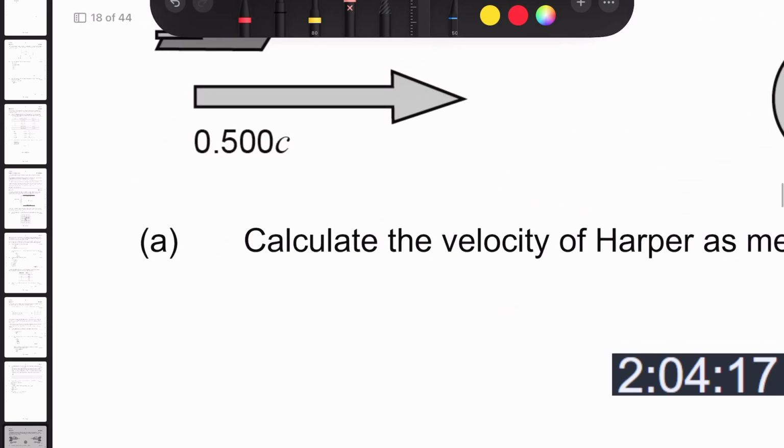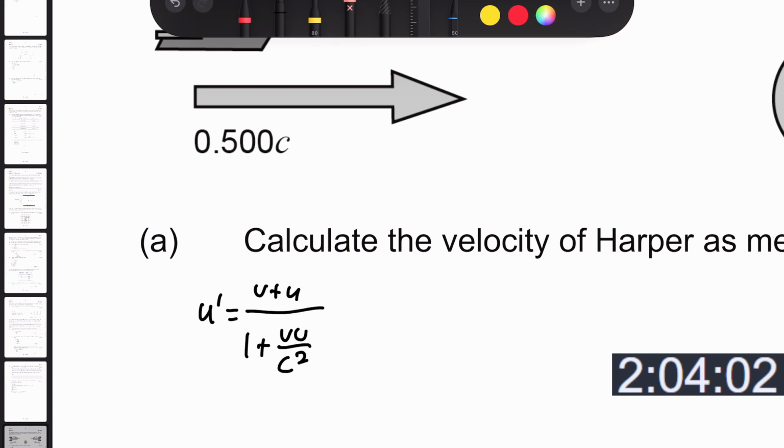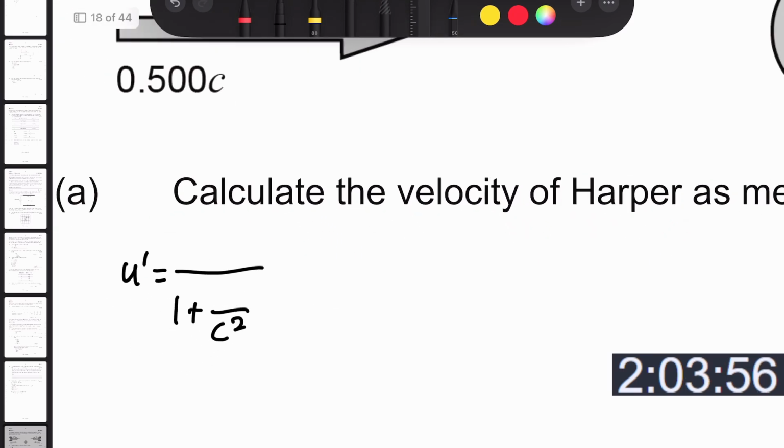So we can say that u dash is equal to v plus u all over 1 plus vu over c squared, because this is a velocity addition problem. Damn it, it is u minus v, u minus v, uv.